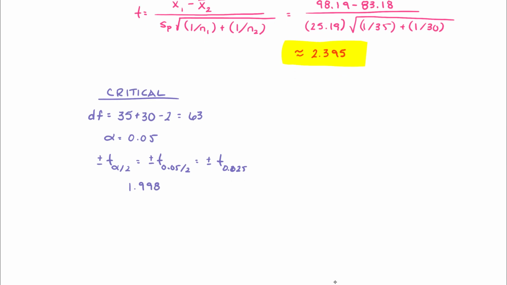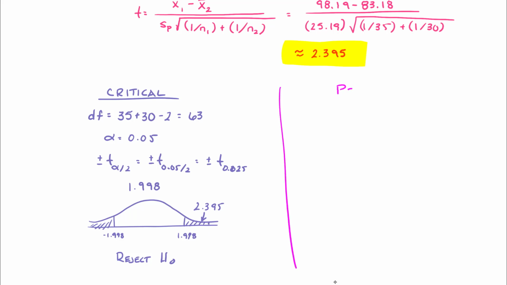All right, and so then if we think about that as far as the normal curve goes, negative 1.998, remember it's a two-tailed test, so we have to use both values, negative 1.998 and positive 1.998. So anything to the right of positive 1.998, or anything to the left of negative 1.998, will fall in the rejection region. Our t value that we did compute was 2.395. So it does fall within the rejection region, so we will reject the null hypothesis.